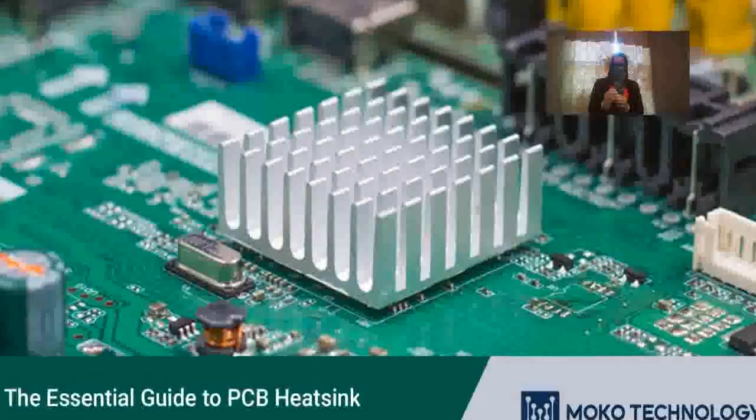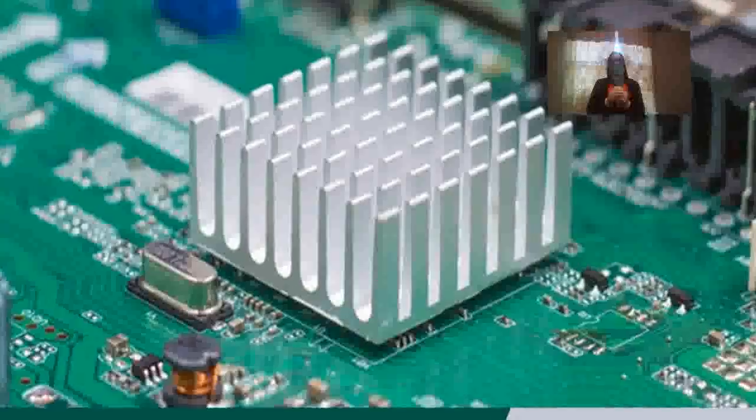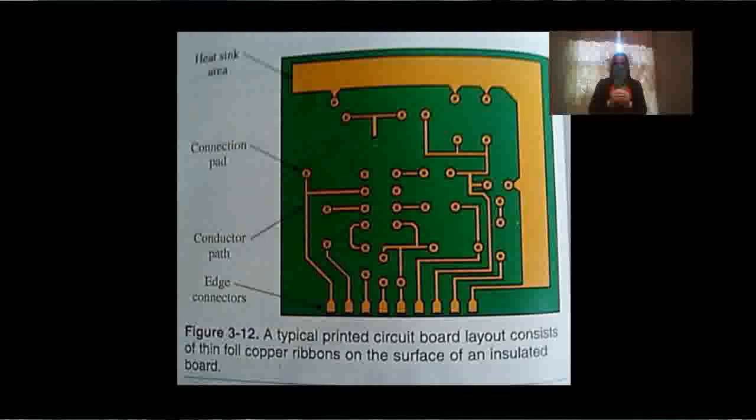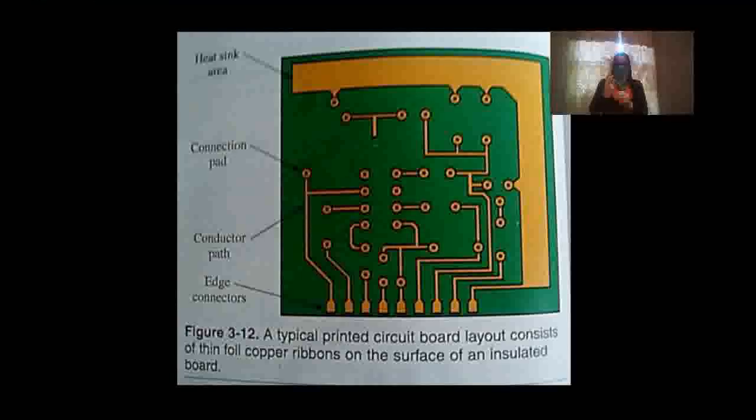The board is then cleaned to remove any excess resist or etchant. Holes are then drilled at the connection pads. Printed circuit boards can also be made using a photographic process.